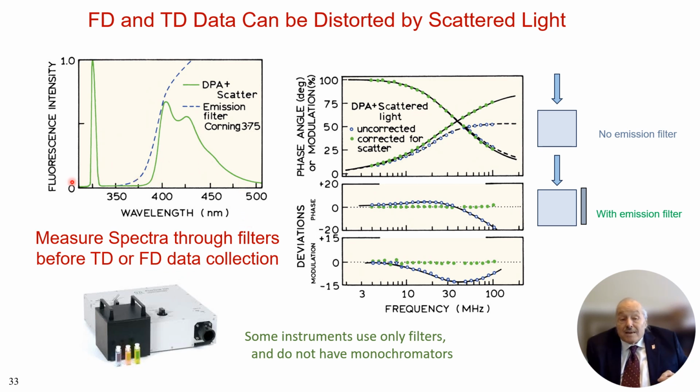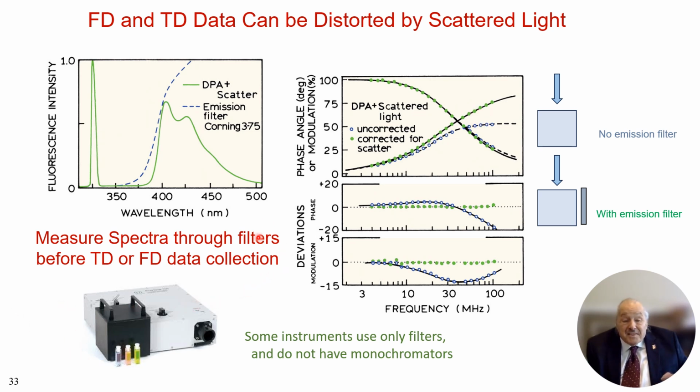So if you don't use the emission filter, you let the scattered light go through, which is this case up here, and the data are badly distorted by the scattering of the light. If you put in an emission filter, which we did here, to cut off all of the scatter, we get a perfectly resolved lifetime for the sample, which looks like it was diphenylanthracene.